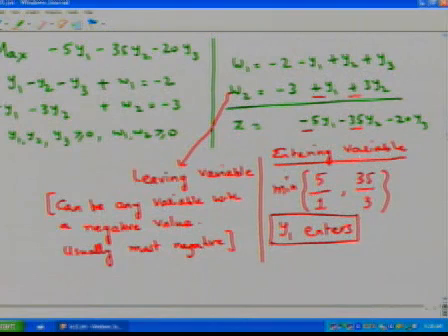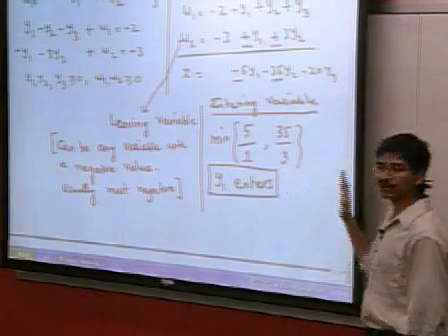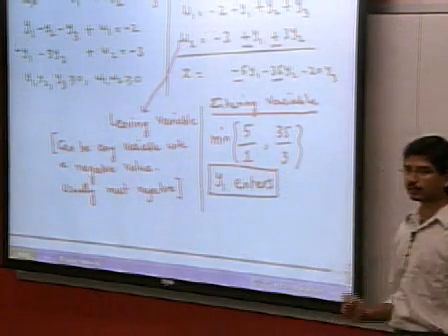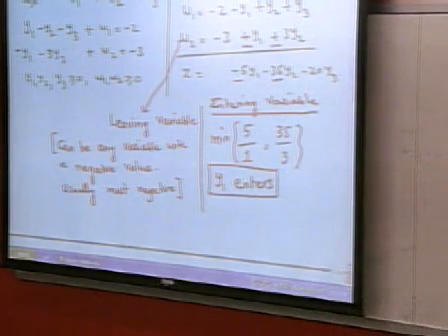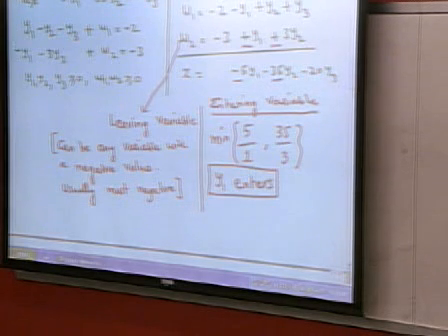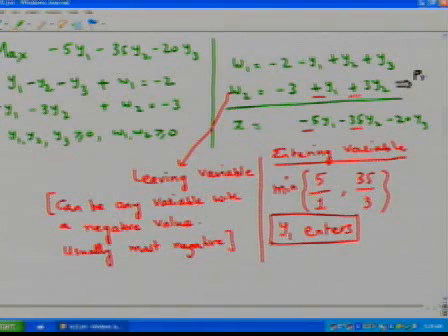So here, for instance, if you pick W2 because it's the most negative, then that's going to be your leaving variable. Now, to decide what the entering variable is, you want to look at... the fact that W2 is a leaving variable means that this is going to be the pivot row.